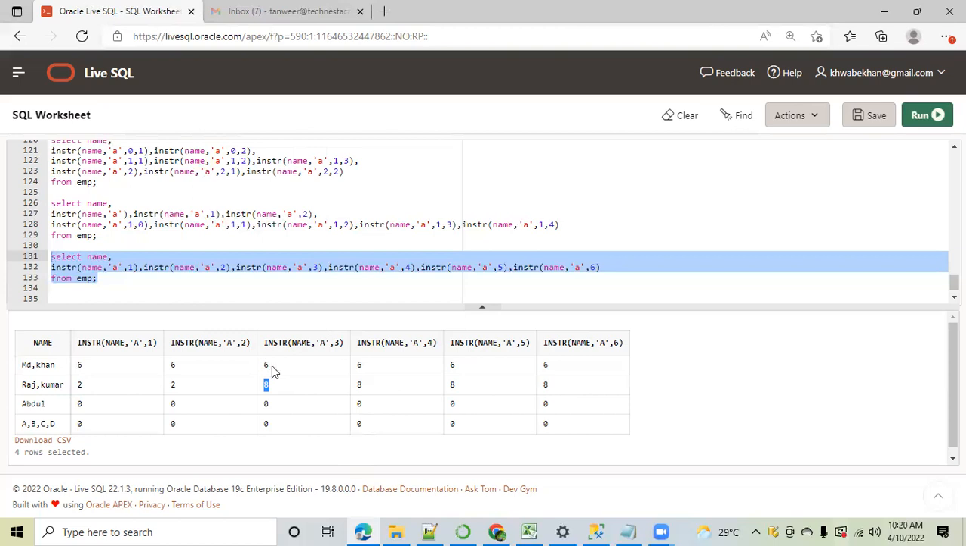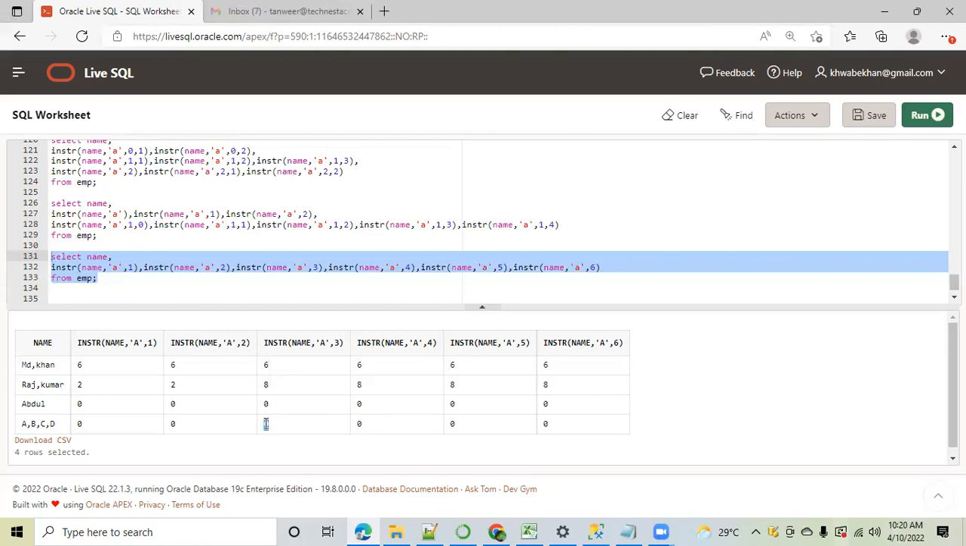Okay. Is this clear? Yes or no? This is mixed. If you see this example, all of this is giving the first occurrence only. But here it is mixed. In MD Khan, it is showing the first occurrence of A. But in Raj Kumar, this is showing the second occurrence of A. How is it possible, right?